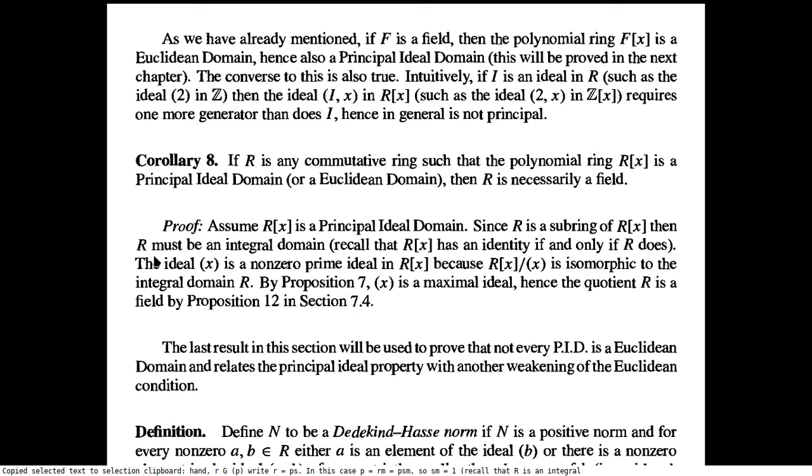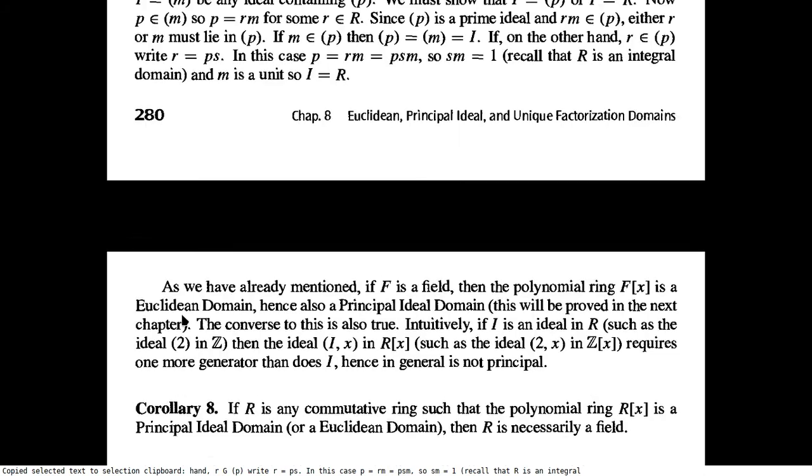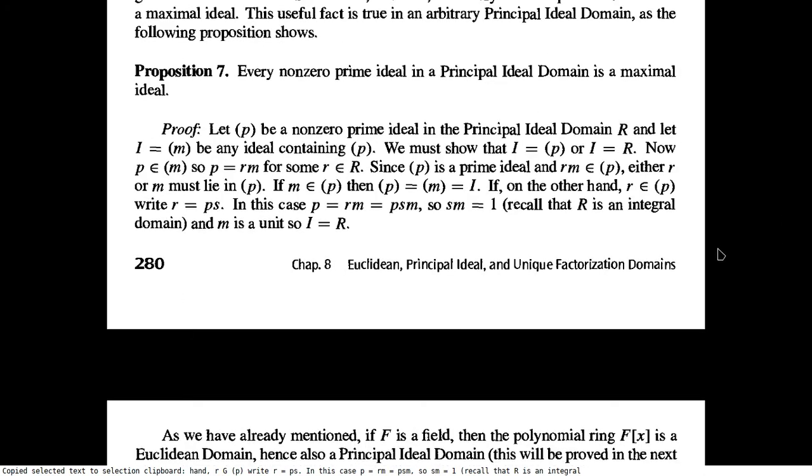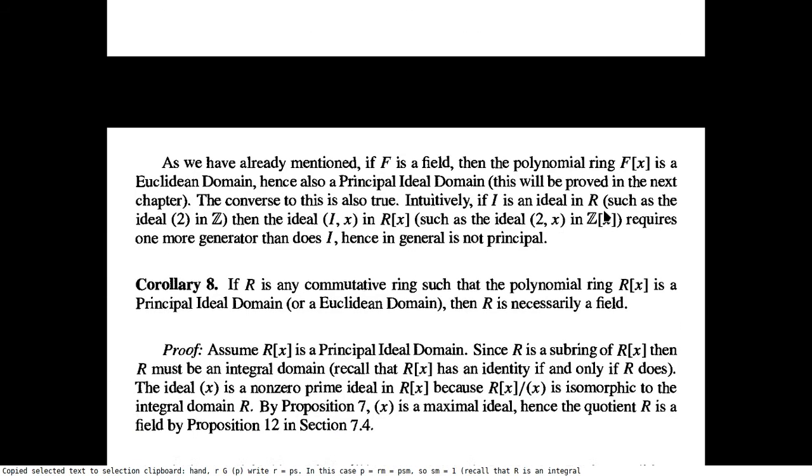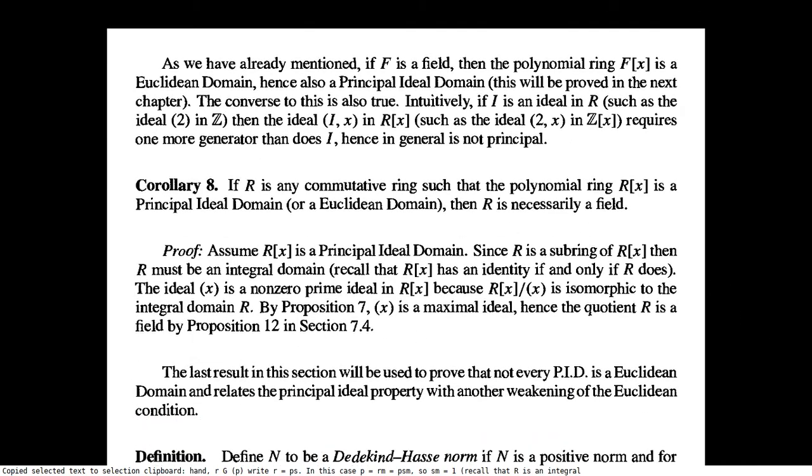So by this proposition that we just stated, it's a maximal ideal, because every non-zero prime ideal in a PID is maximal. This ideal is prime in the polynomial ring, so it's a maximal ideal, and the quotient R is a field, which we have shown before, right?